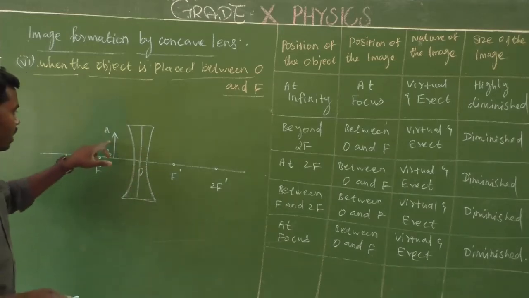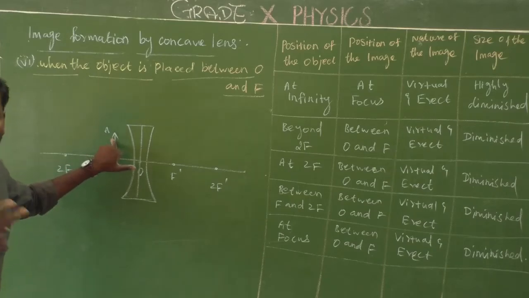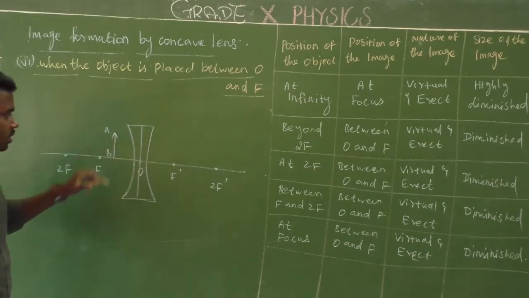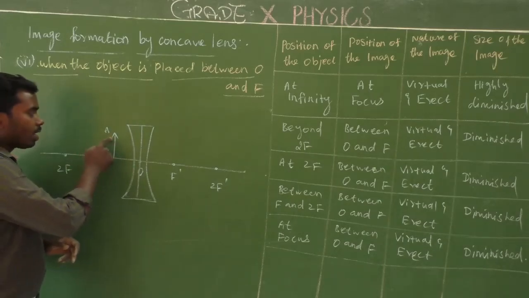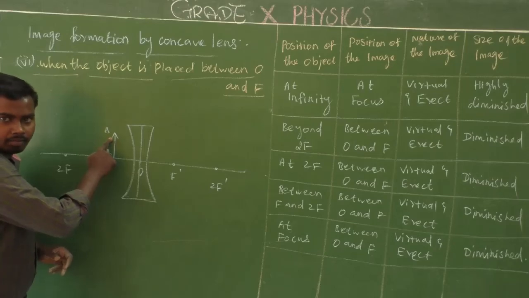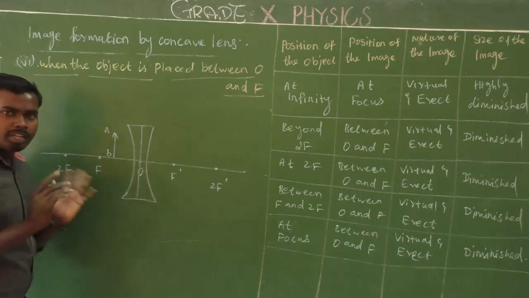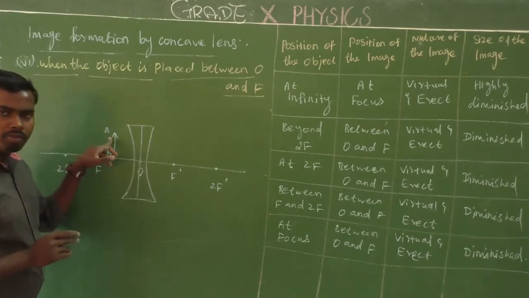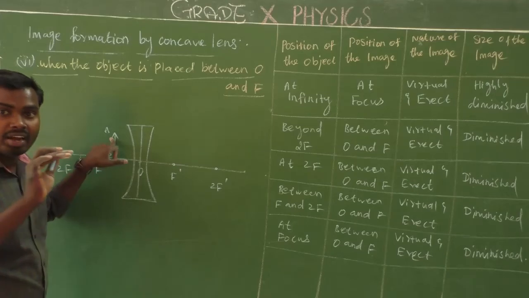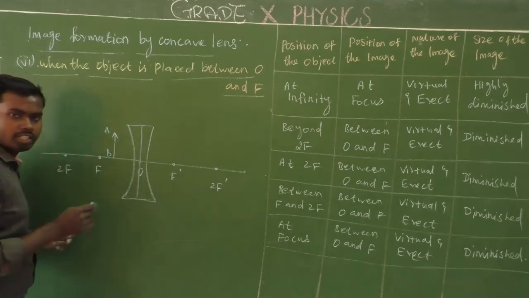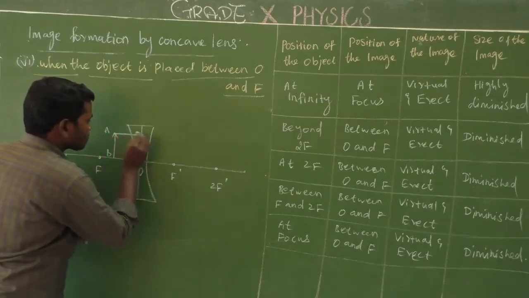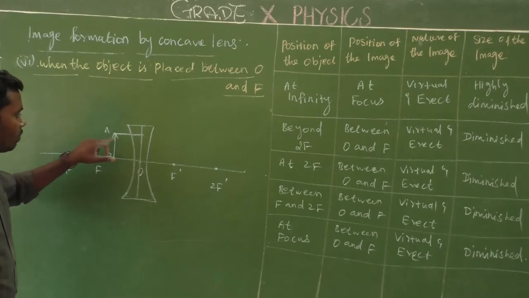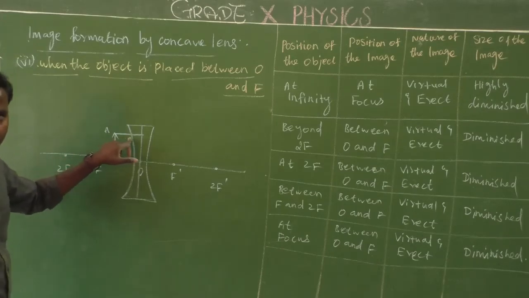Here, I am going to consider just two rays. How many rays? Just two rays. This is the top of the object A. From the top of the object A, a ray of light is coming. Look here.